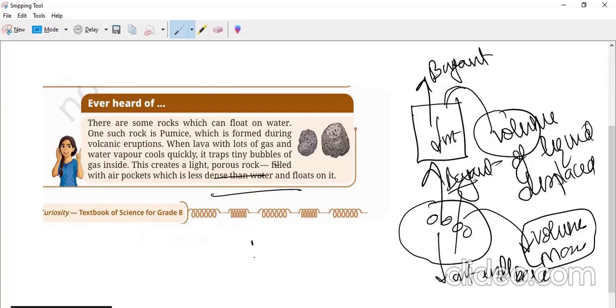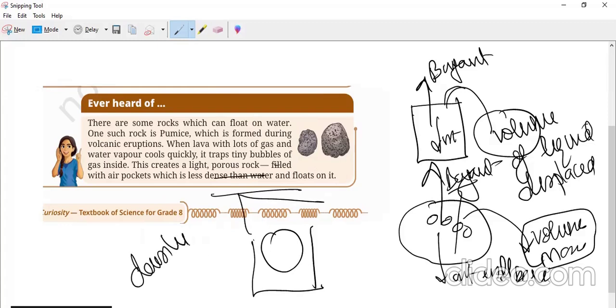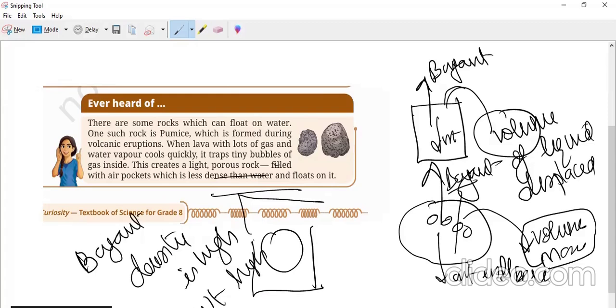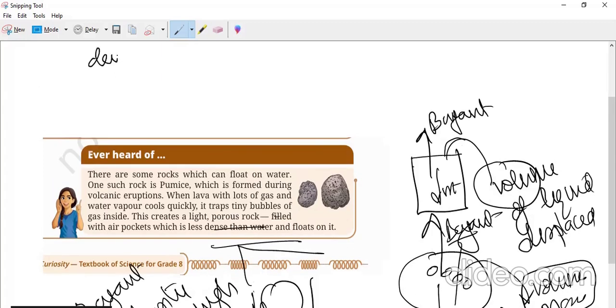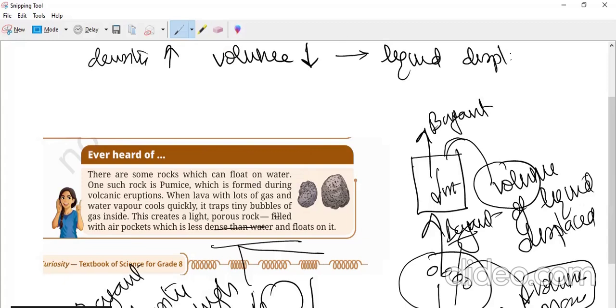Generally, rocks sink because their density is high. Their density is high, so weight is high, and buoyant force is low. You see, if the density is high, the volume of the body is less. If the volume is less, the liquid displaced is less. So the buoyant force is less.